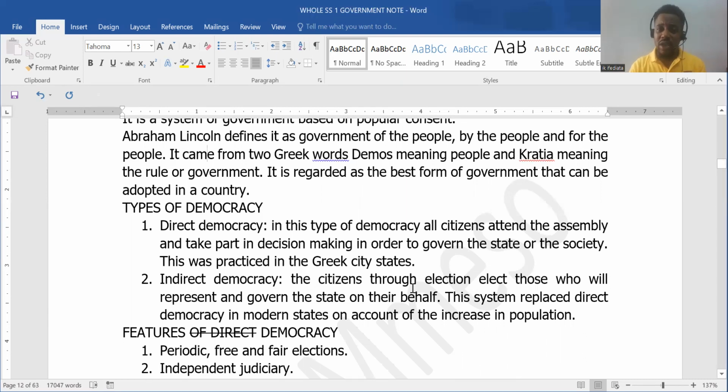In indirect democracy, the citizens make decisions through elections, electing those who will represent and govern the state on their behalf. Just like what we do in the National Assembly. We elect representatives. They go to Abuja and make decisions on our behalf. Now, direct democracy can't happen anymore because the population of the world has increased tremendously. Imagine asking the people of Lagos to come out and make decisions together. Where are you going to put all of them? It's practically impossible. But we can elect people and they can come together and make decisions on our behalf. That is the idea of indirect democracy.